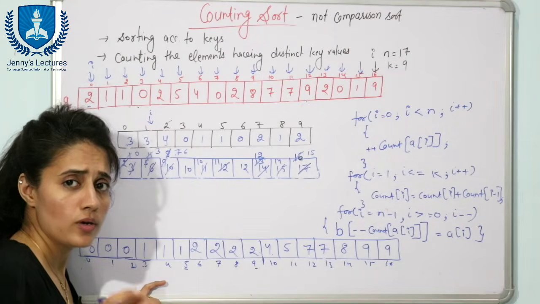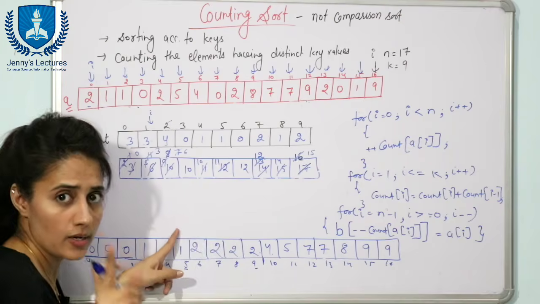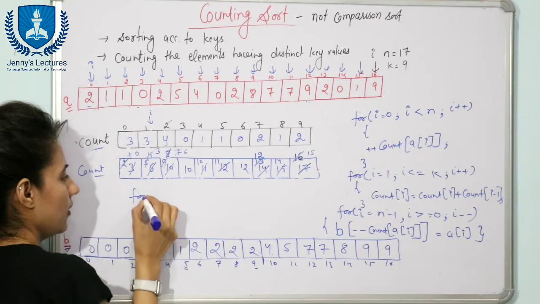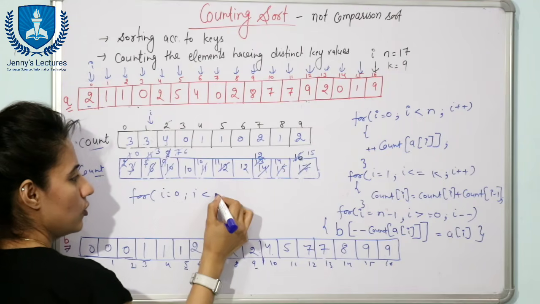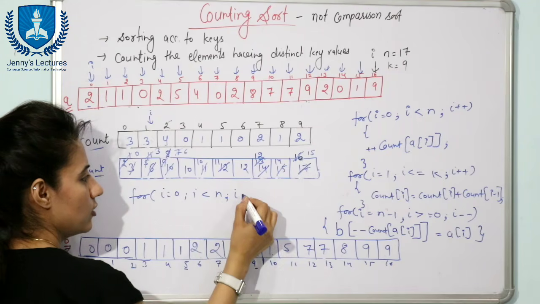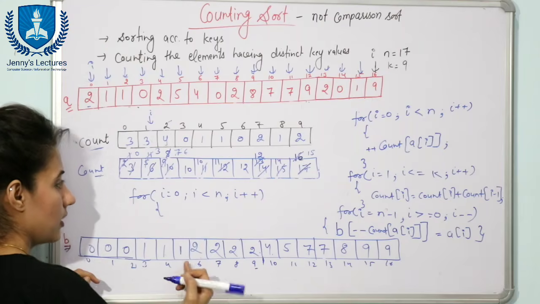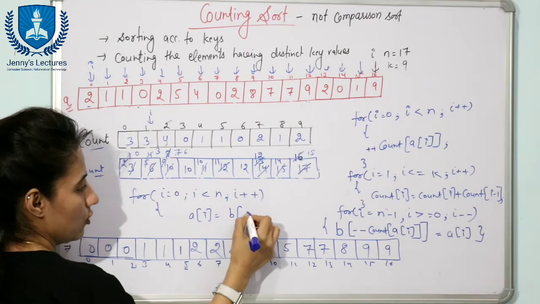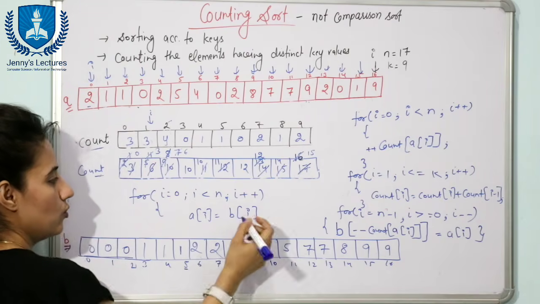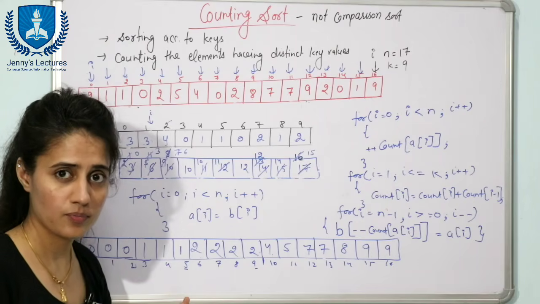So now at last, one another for loop would be there just to copy the values of this array into the original array. So what you can write after this for loop: for I equal to 0, I less than n, or less than or equal to n minus 1, I plus plus. Just copy the content here. Array name is A. We are going to copy the content of B into A. This is how we are going to code this thing.